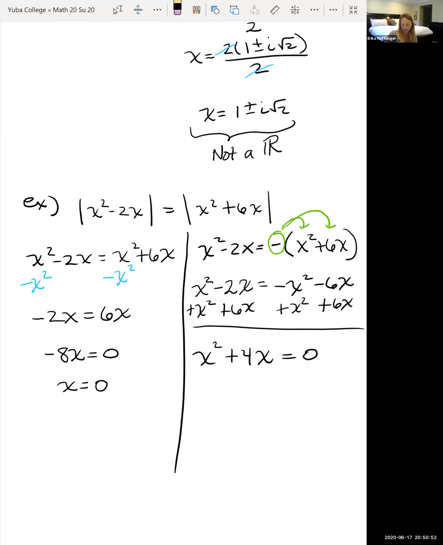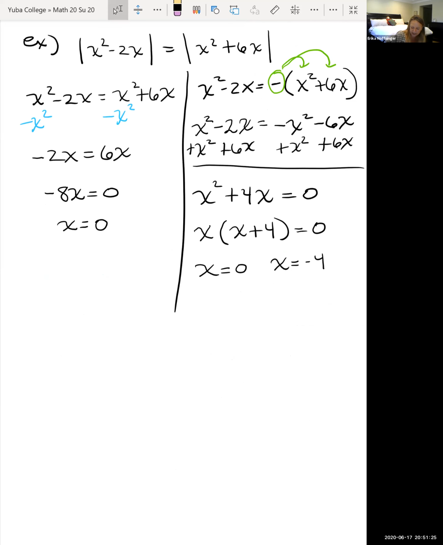So we want to factor. I notice they both have a greatest common factor of x. So if we factor an x from both terms, we're left with x plus 4, and that quantity is equal to 0. So we're looking at when is x equal to 0, and when is x plus 4 equal to 0? And that's when x is negative 4. So we actually have only two solutions because x equals 0 here and x equals 0 here. We don't have to list that twice.